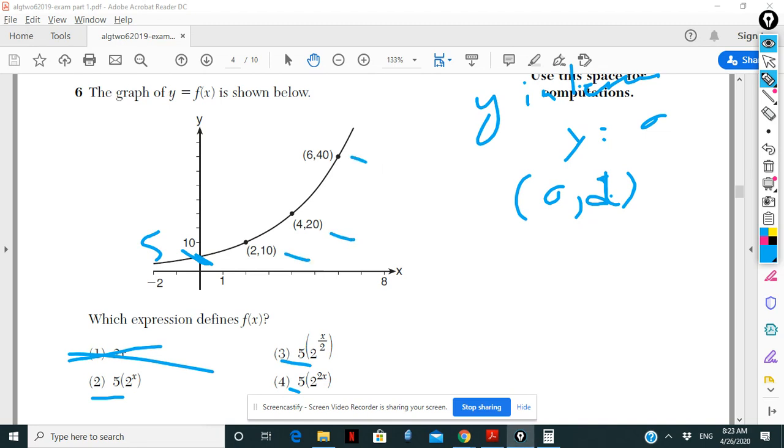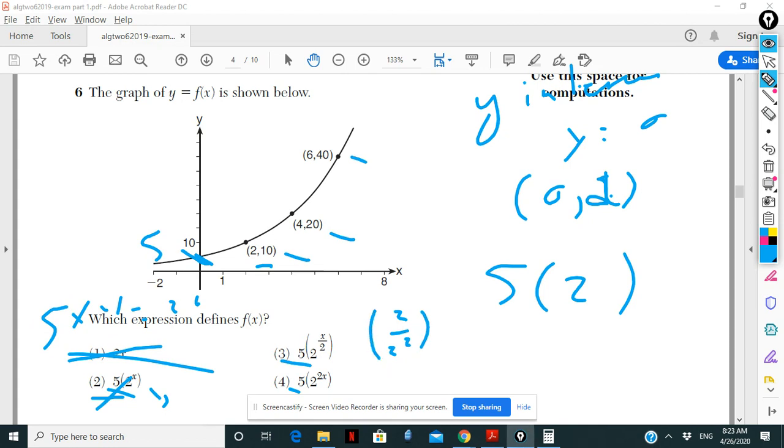Now I have to use this point to figure out which one is going to work. So now I know the base is 2, 5 times 2. Now when x is 2 in that function, it means 5 times 4, which is 20. It's giving me 10, so it's incorrect. Now when it's 2, 2 divided by 2 is 1, 2 to the power 1 is 2 times 5, giving me 10, so the answer is 5.